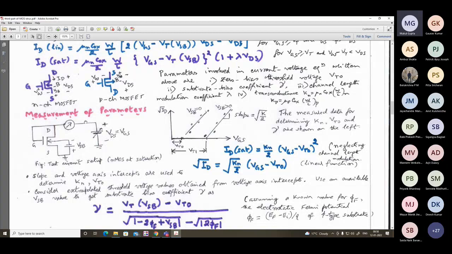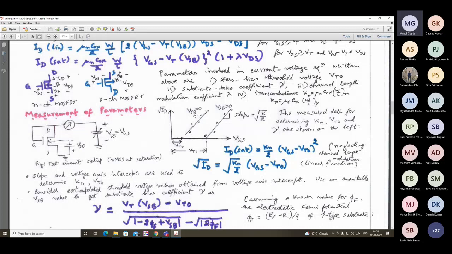So you have to bring it a bit higher than the threshold voltage. If this is 1 volt, then starting from VGS equal to 1.5 or even 2 volt, you will get some measurable current. That's why these points cannot go continuously right up to the voltage axis. This you have to extrapolate.